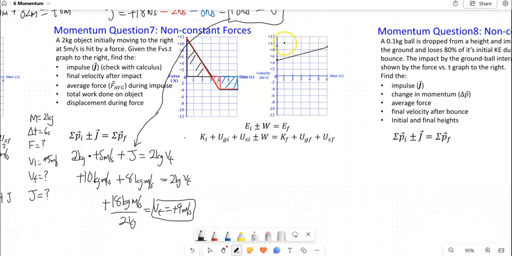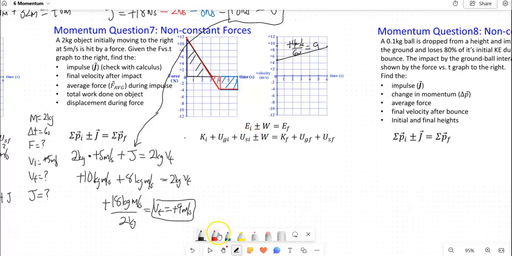And while we're here, I'm just going to put in the slope, right? So that's 1, 2, 3, 4. So that's going to be positive 4 meters per second over 6 seconds, and that is going to be the acceleration. So that's 2/3 meters per second squared. Okay.